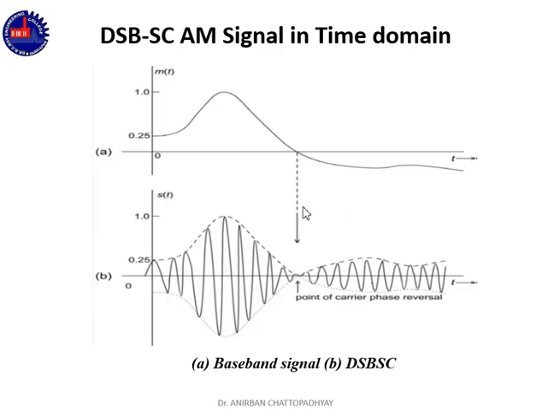Now this is the DSBSC time domain signal. Already we know it looks like this, and at the V minimum 0 there will be the phase change. This is the most important thing, I have already told you. Okay, so remember this time domain signal.